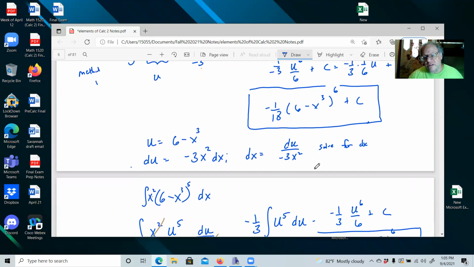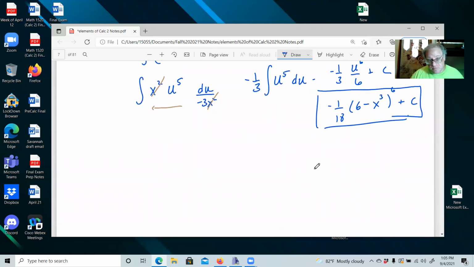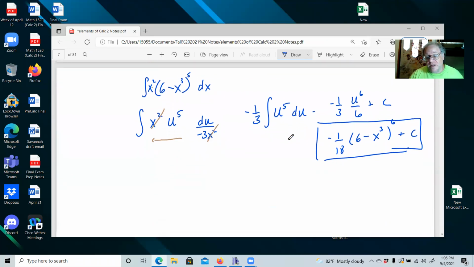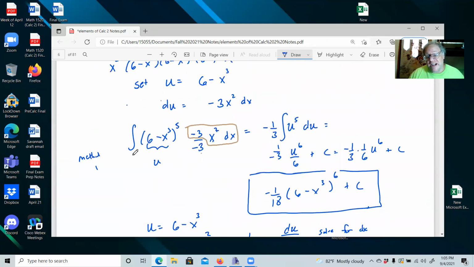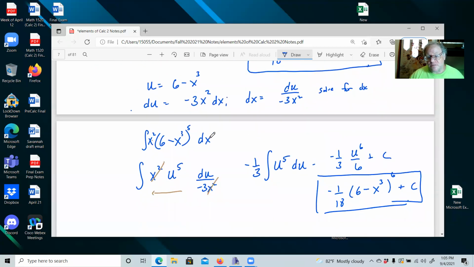I find method 1 to be a little faster than method 2. This is the second one I showed you. But I have a lot more practice with method 1 because that's how they taught us that here. But it isn't the wrong way. It isn't the right way to go. They're both the right way.